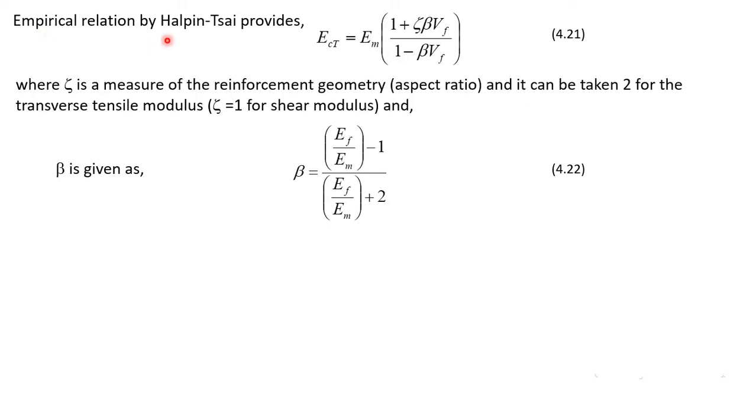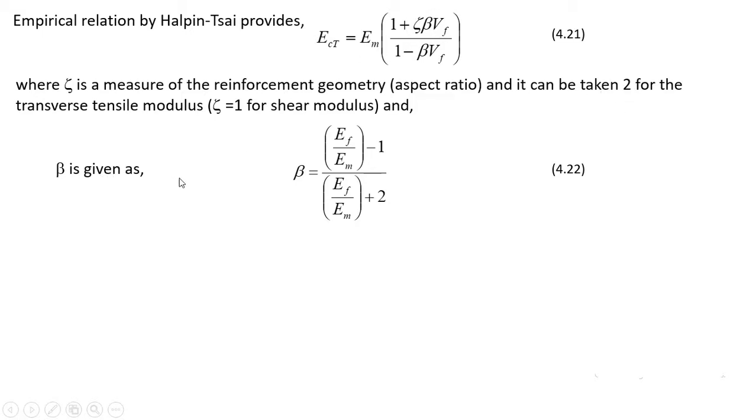The empirical relation by Halpin-Tsai is provided by this relation. So this is a very simple relation and it is quite popular. Here the modulus of the composite in transverse direction is equal to EM, which is the modulus of the matrix, multiplied by this parameter, where zeta is a measure of the reinforcement geometry or the aspect ratio, and it can be taken as 2 for the transverse tensile modulus. Zeta is equal to 1 for shear modulus. In our case, we are talking about Young's modulus or the tensile modulus. Therefore, we will take zeta as equal to 2.